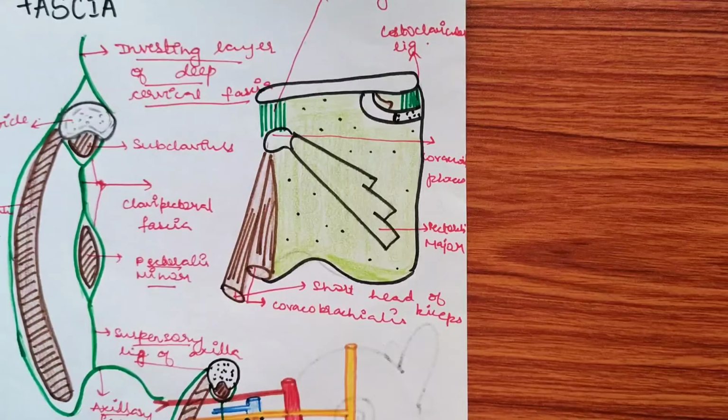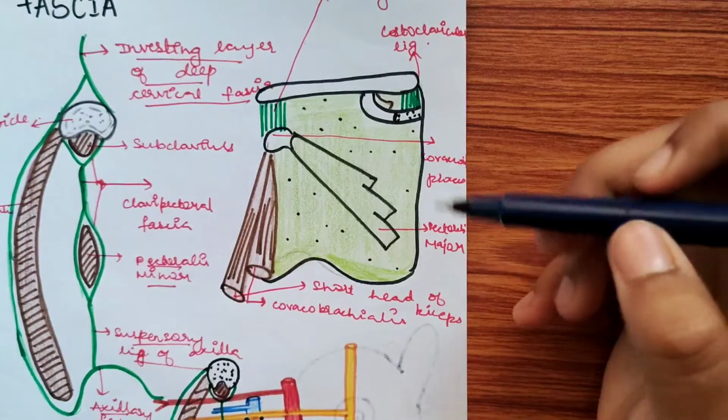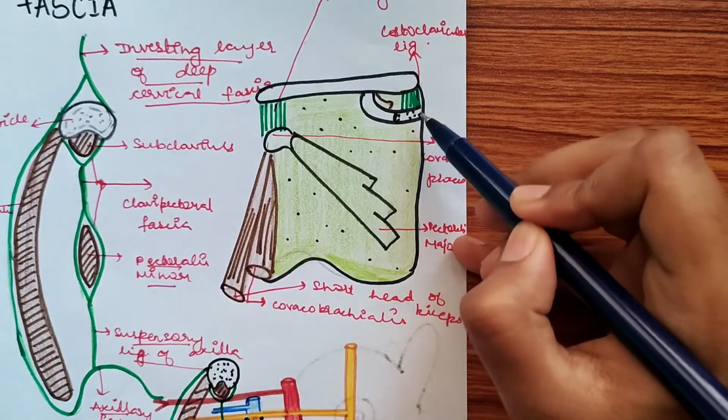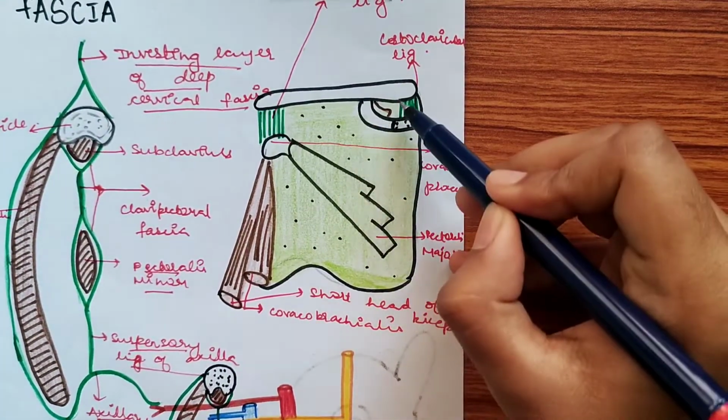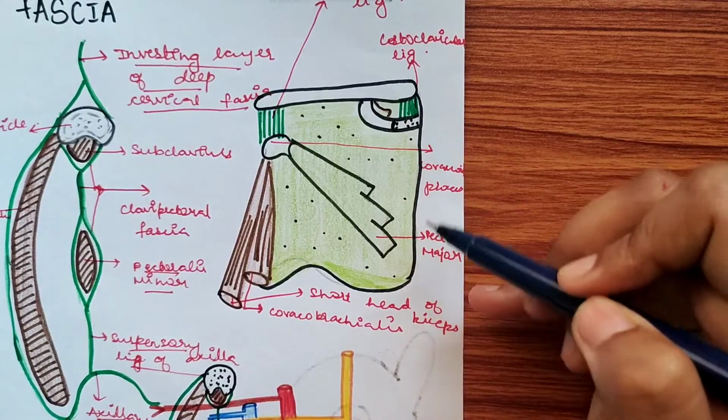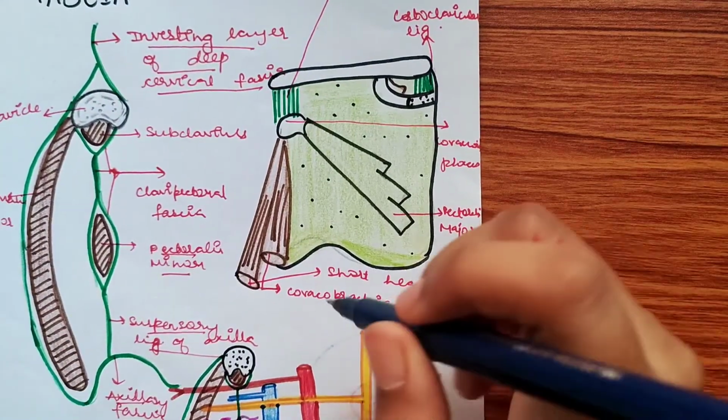Now we'll look at its medial and lateral extents. Medially it is attached with the costoclavicular ligament and the first rib. As you can see, this is the first rib and this is the costoclavicular ligament. Now we'll see its attachments laterally.